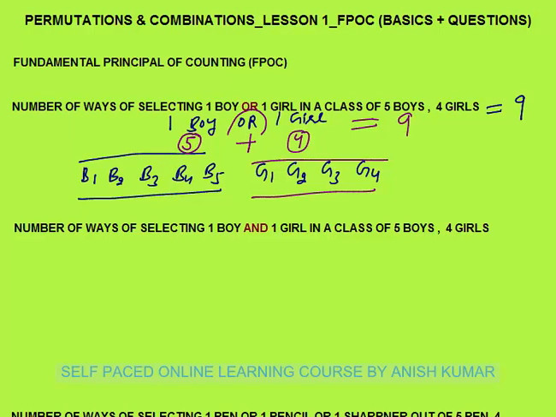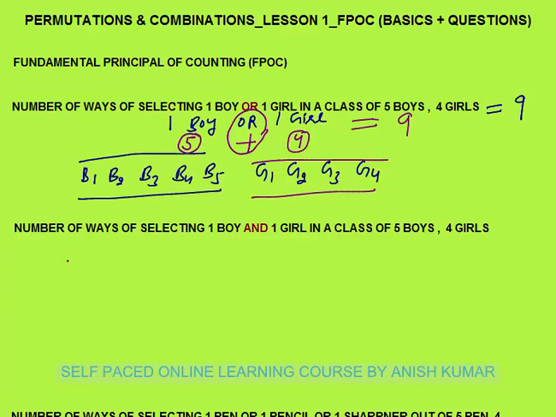So a very important concept here is that whenever the word 'or' is used in permutation and combination, it means that you need to add. One boy or one girl, it means 5 plus 4. Answer will be 9. So whenever there is an 'or', you need to add. This is the first concept of fundamental principle of counting.